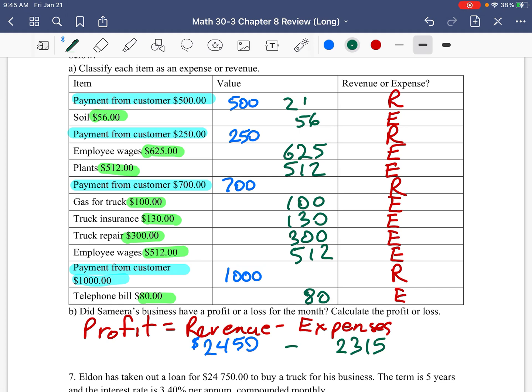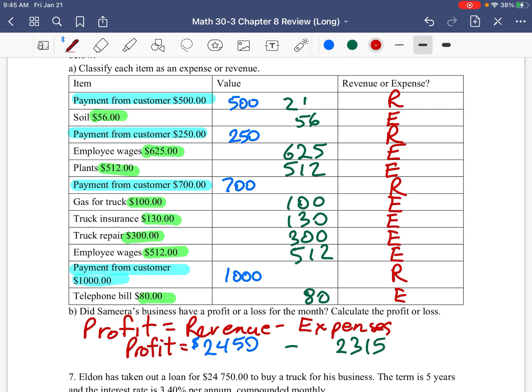So that's 56 plus 625 plus 512 plus 1. Oh, sorry. If I was in class, I'd have the calculator up on the board, and you would see I just forgot to put in a plus sign. Never mind. Plus 100. Plus 130. Plus 300. Plus 512. Plus 80. 2315. Yes! All right, now.